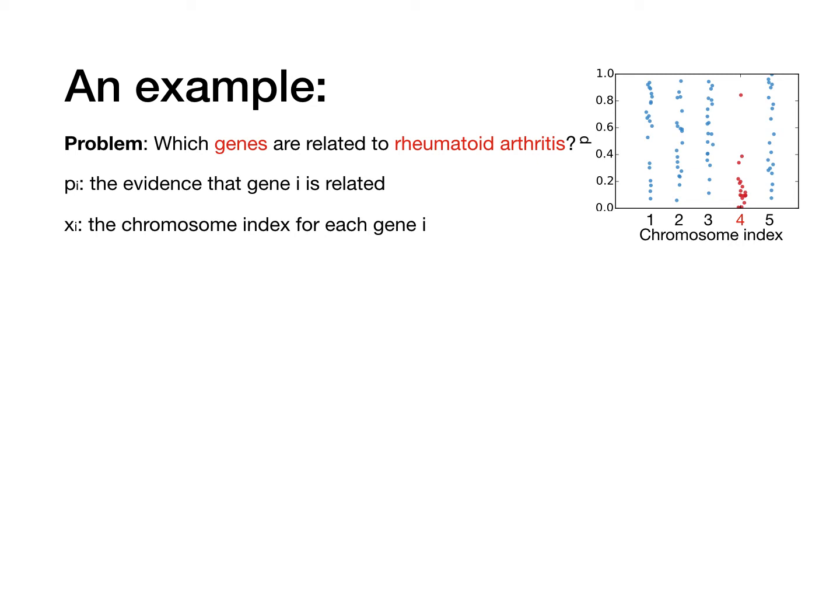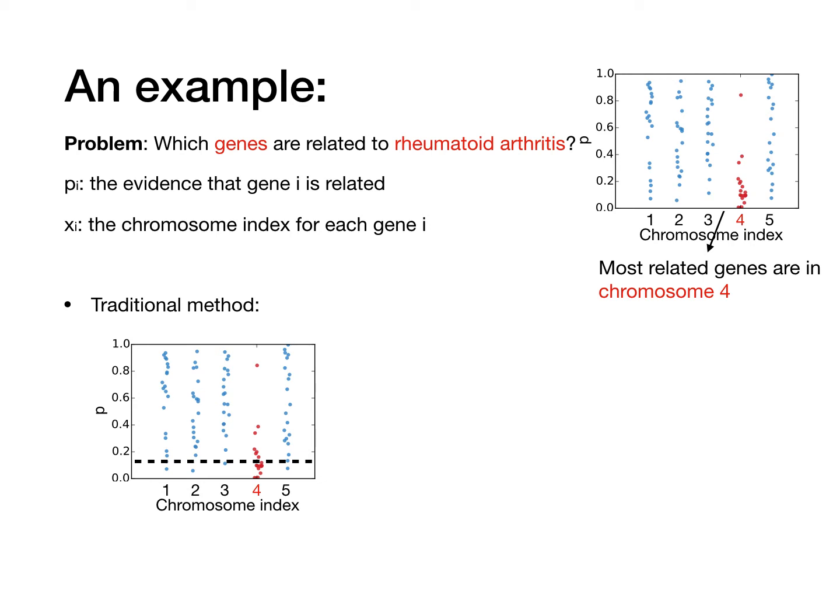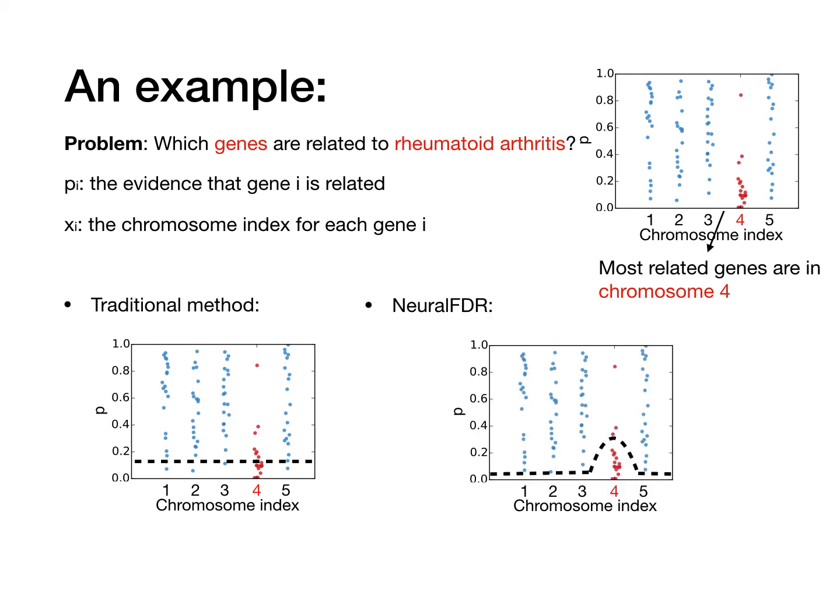In this plot, the x-axis is the chromosome index and the y-axis is the p-value, and each dot represents a hypothesis. As we can see, the p-values for chromosome 4 are systematically smaller. This means that most related genes are in chromosome 4. The traditional method neglects this structure by assigning the same threshold for all the p-values. NeuralFDR, on the other hand, allocates more FDR budget for the hypotheses in chromosome 4. And by doing this, we can gain more power.